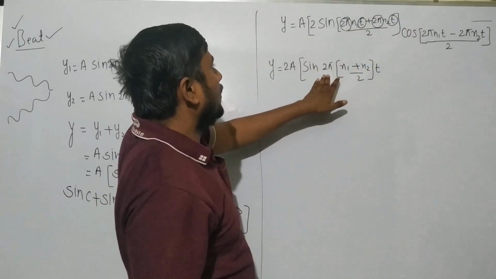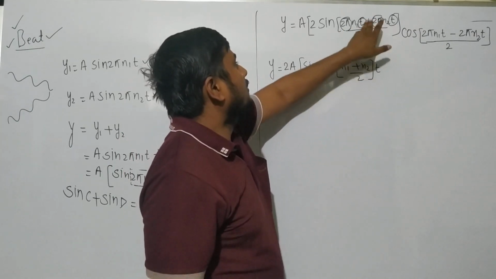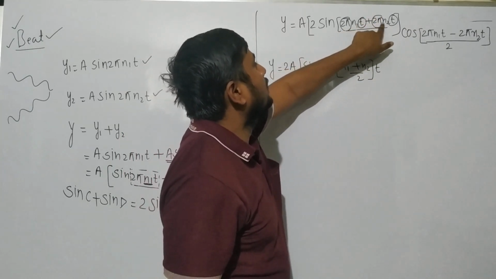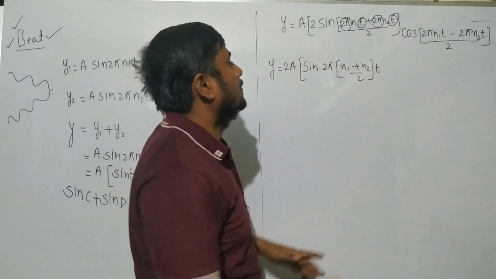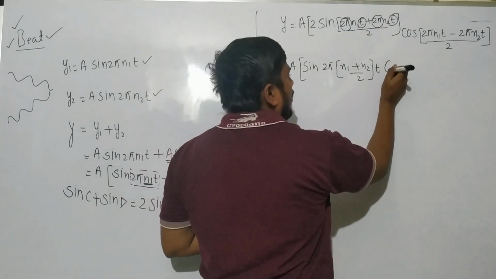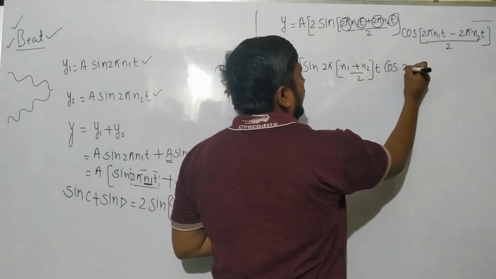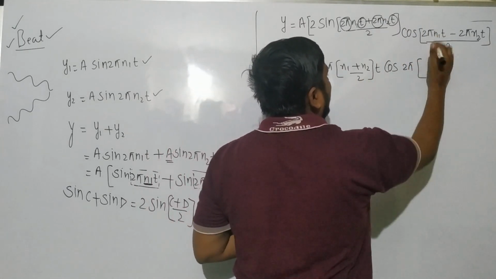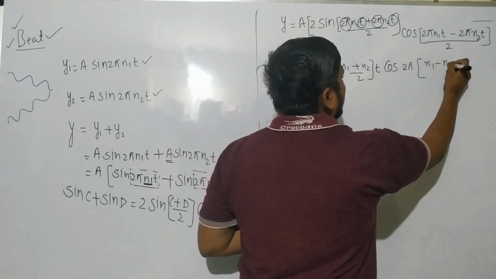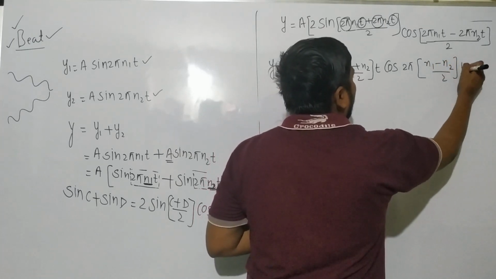2 pi I wrote over here and small t I wrote over here. So what will remain here? (n1 plus n2)/2. This term stays as it is. So cos of... again the same thing I am doing. I am taking 2 pi and t common. So 2 pi I will write first. Then what will remain over there? That is equal to (n1 minus n2)/2 in the remaining t.